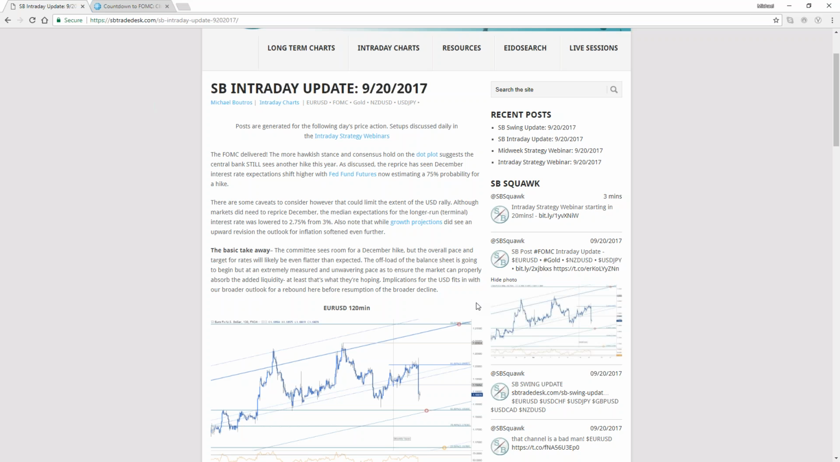I think if anything, the projections and the dot plot show that they're still expecting another hike this year. Again, remember, we went in with markets not pricing in any other hikes this year. So they're sticking by their story that they have one more left to squeeze out in December. I think that was the biggest move that you saw priced in the dollar.